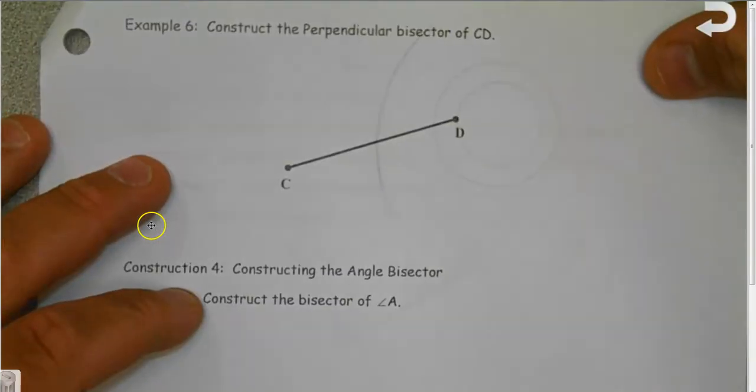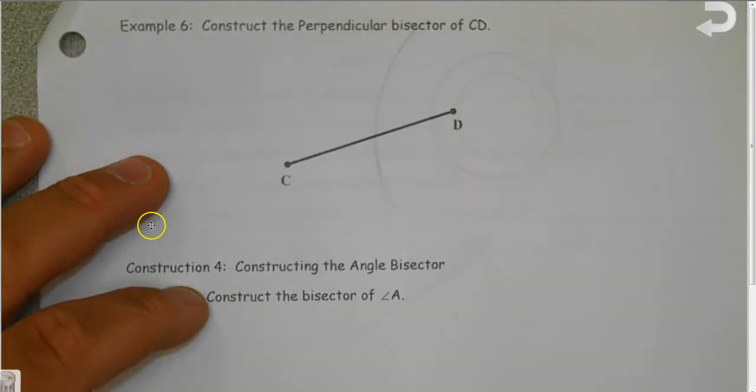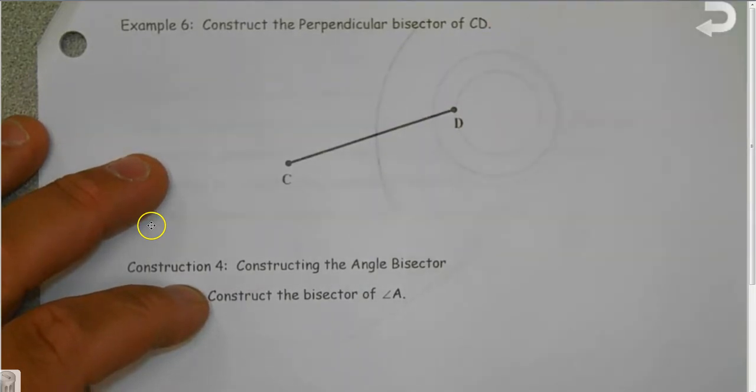Go ahead and do the perpendicular bisector of CD. Once you're done with that, raise your hand and check it off with me, and then we'll be good to go.